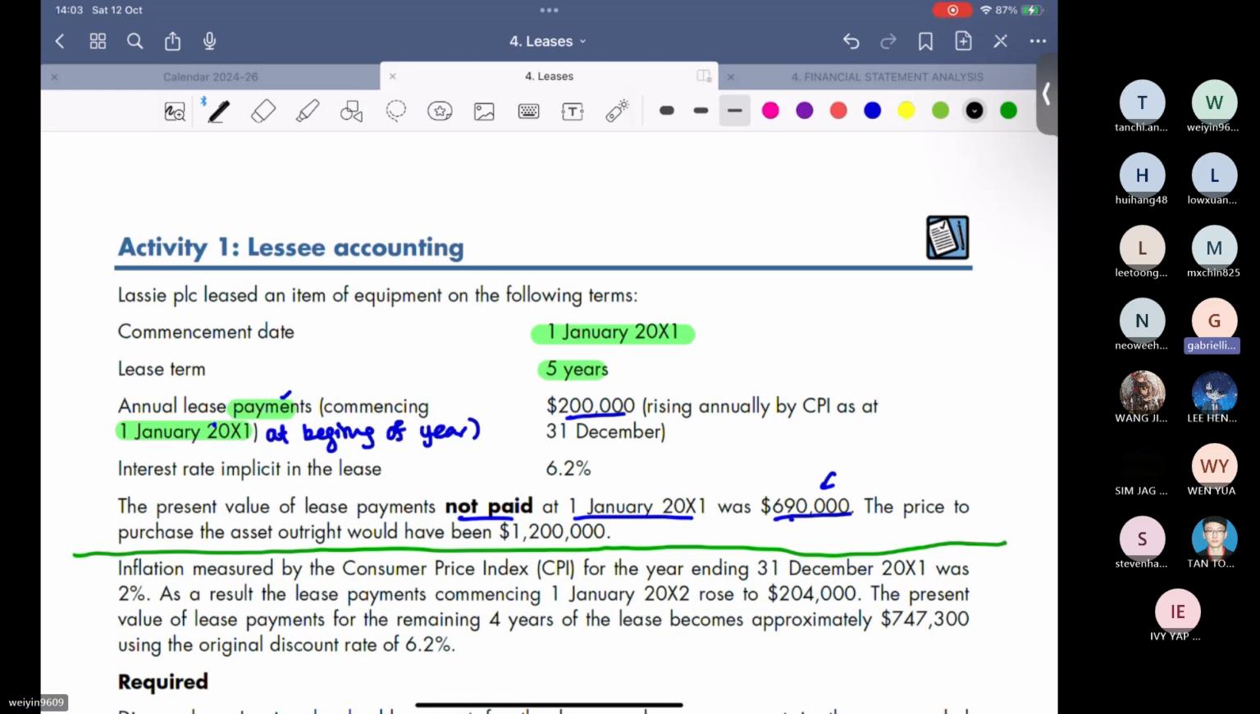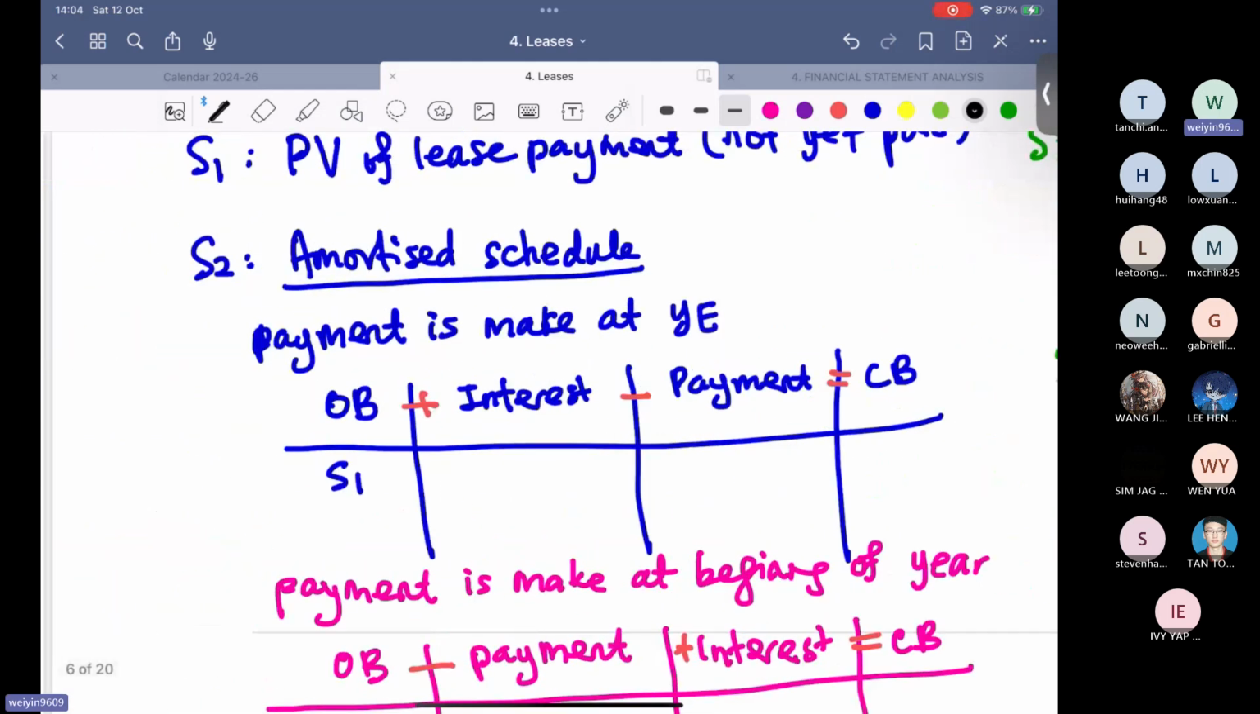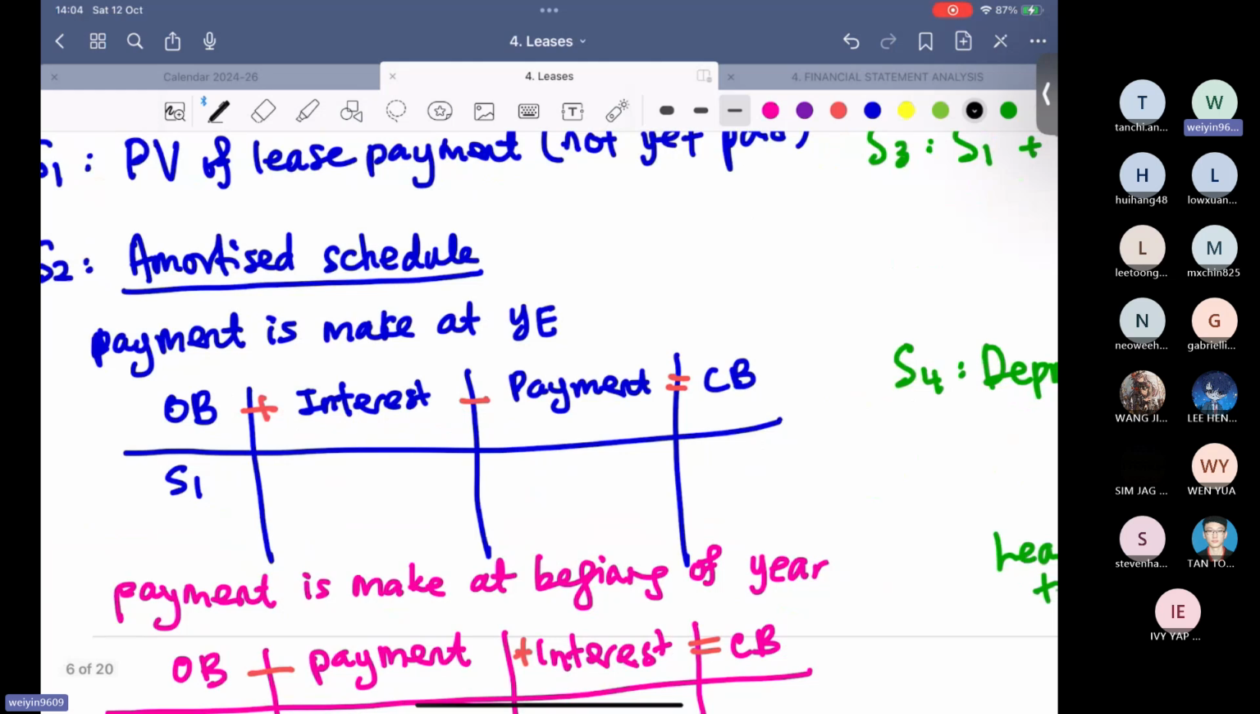Okay, thank you. So if your payment is paid at the end of the year, you will use this schedule. Basically, it's the same, just the payment goes after that. So your opening balance times the interest, then your payment is made at year end. So slightly change on your X1 and X2.